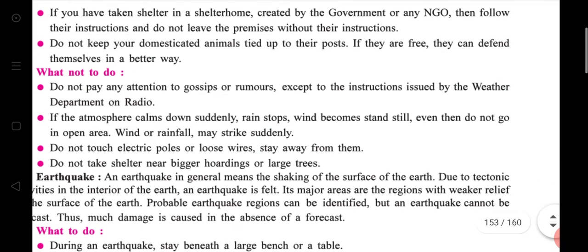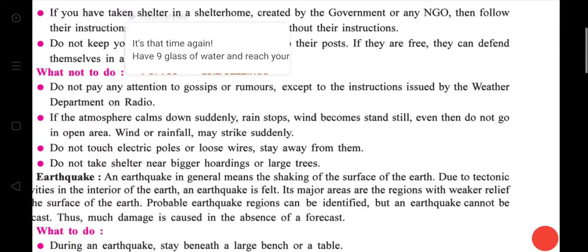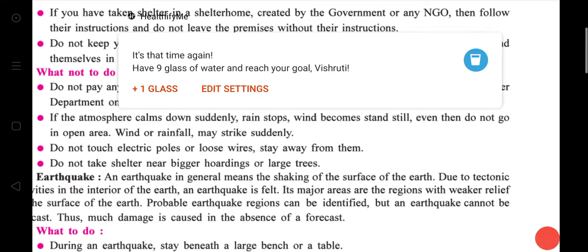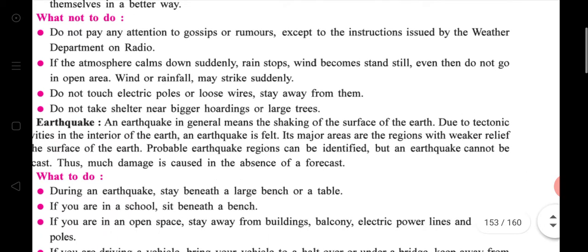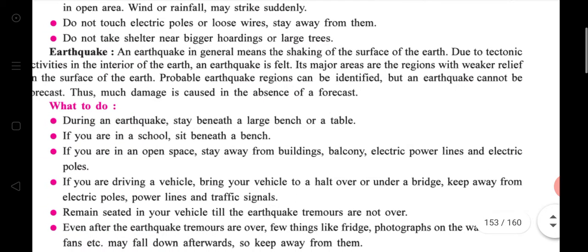Then what not to do? Do not pay any attention to gossip or rumors. And if the atmosphere calms down suddenly, still you don't go into an open area, and don't touch the electric poles and loose wires, and also stay away from the bigger hoardings and large trees.